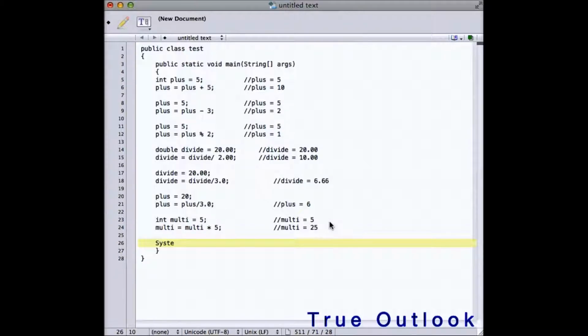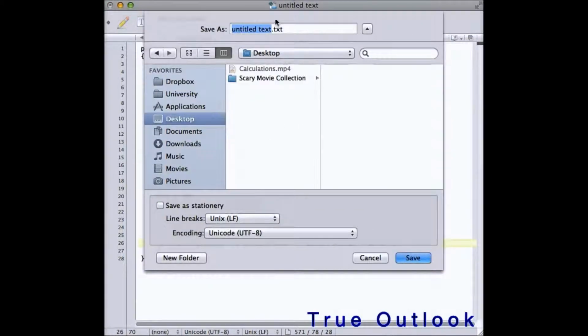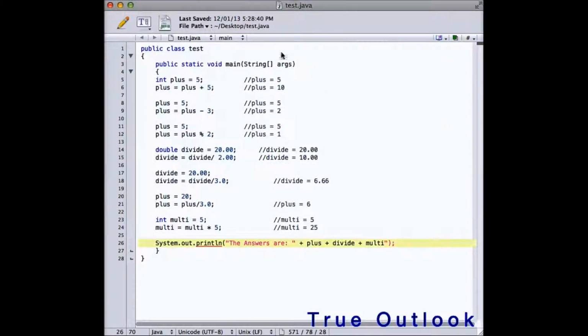The system.out.print line that was shown in the previous one, I'll just write this down somewhere, it'll come in handy. So the answers are plus, divide, plus multi. There we go. Simple as that. Alright, so we save this as test.java, which is the exact same as the public class test there.